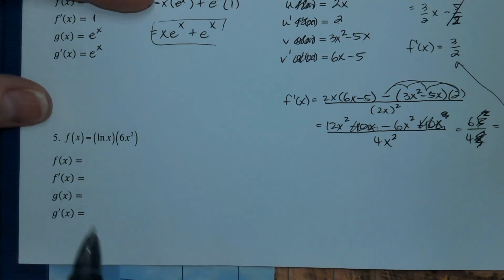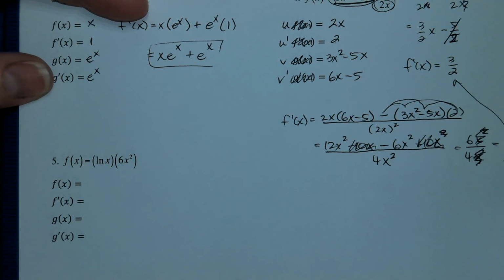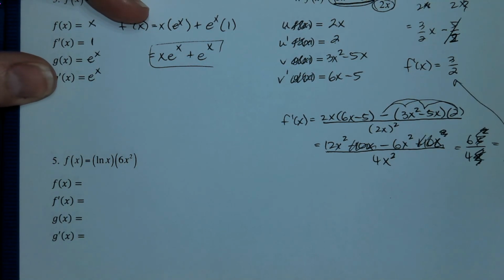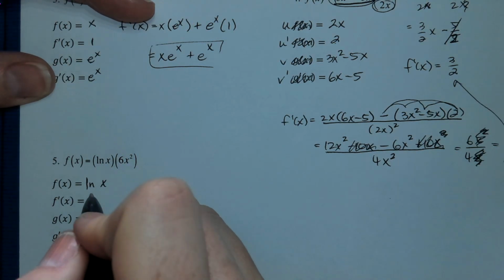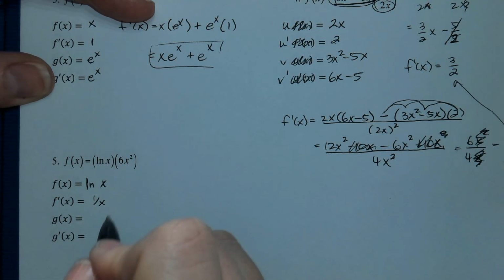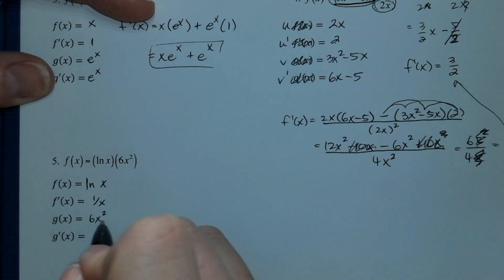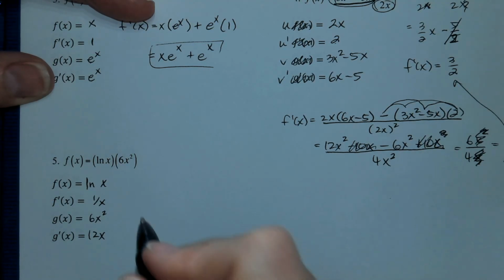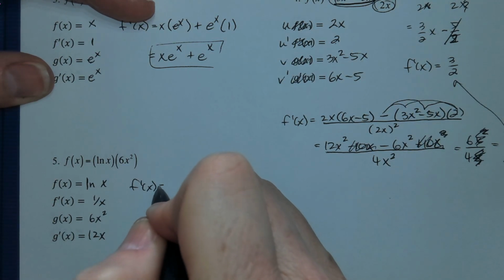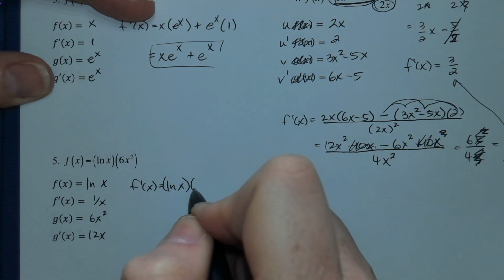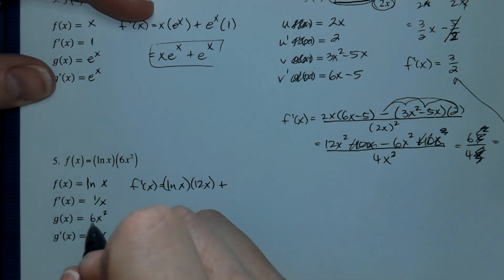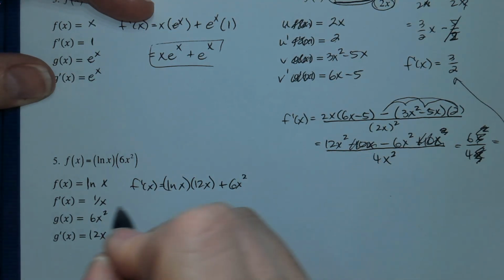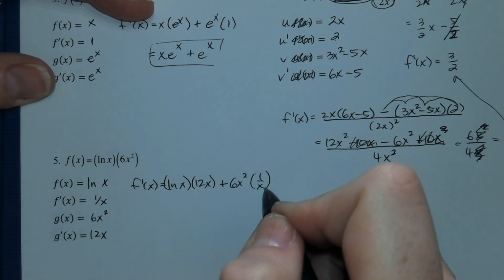One more to go. I've got multiple x's, and we are multiplying, so I'm going to do the product rule. So the first thing is just my ln of x. The derivative of that is 1 over x. My second thing is 6x squared. My derivative of that is 12x. So first thing is ln x. Derivative of the second thing is 12x. And then second thing is 6x squared. And derivative of the first is 1 over x.